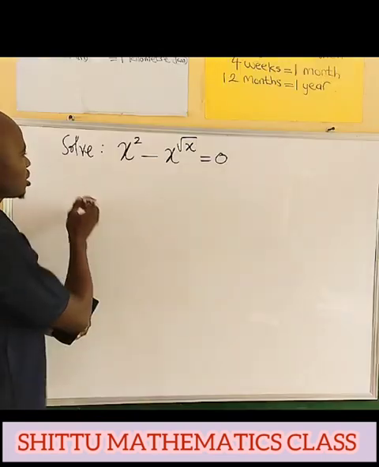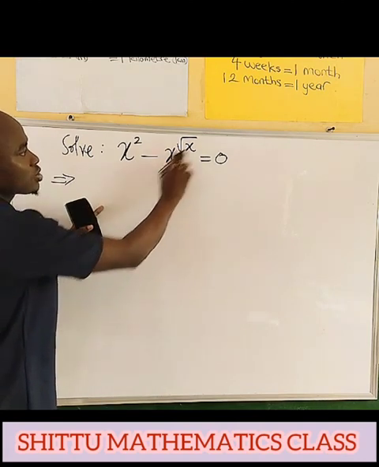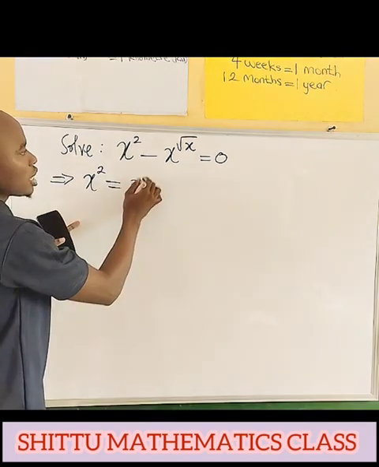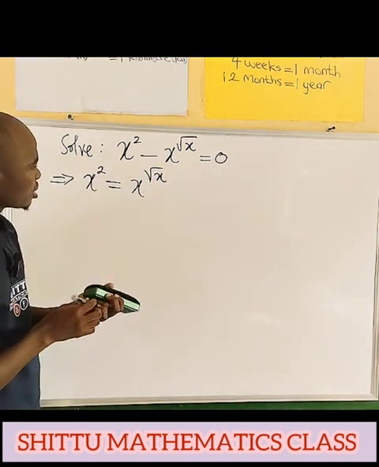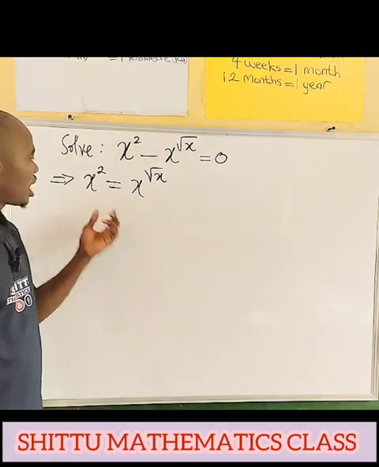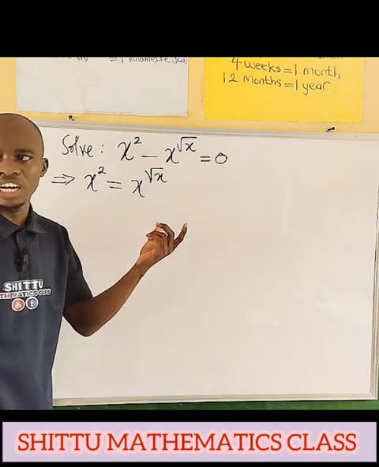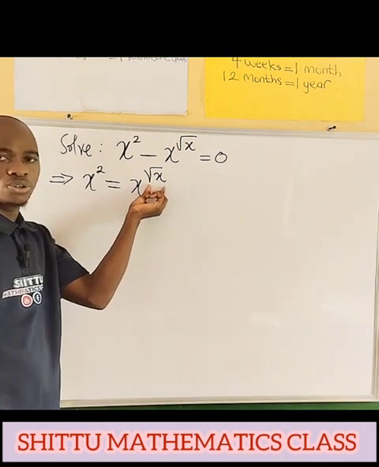Now from here, we can have this equation maybe by sending this to this side. Okay, I'm going to have x squared equals x to the power root x. So now, what's the next thing we are going to do? We have x to the power 2 equals x to the power this. Now what we are going to do is introduce what? Because we want this x to come down.